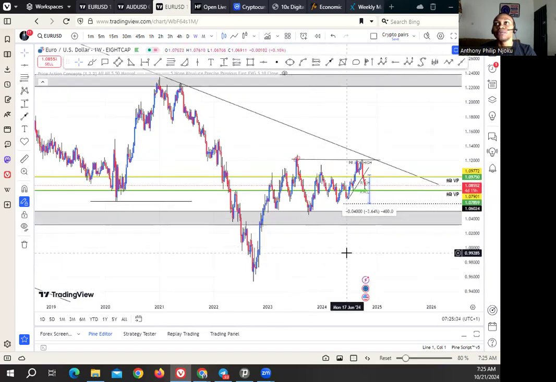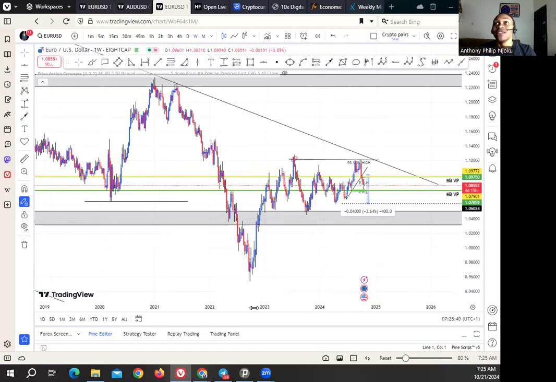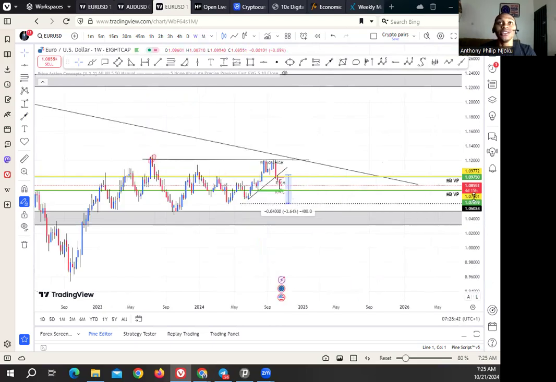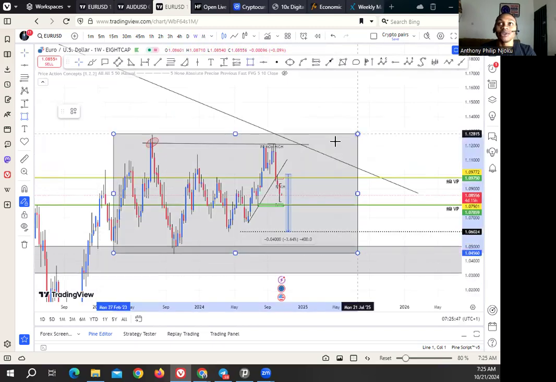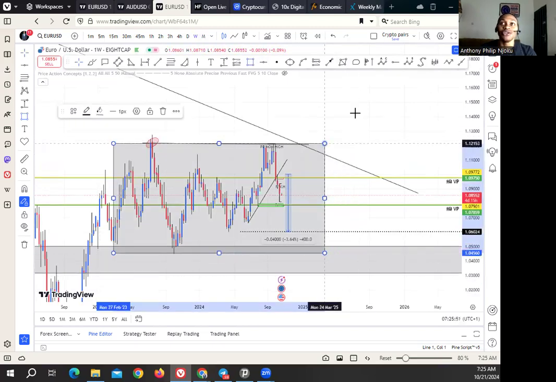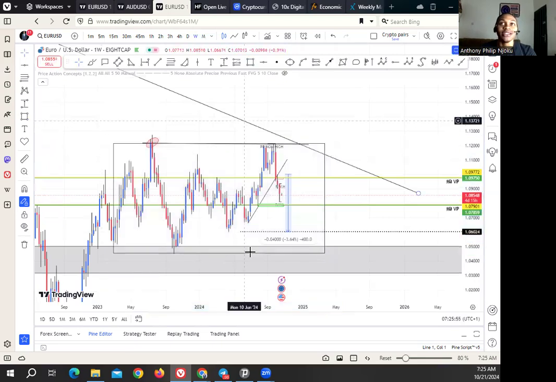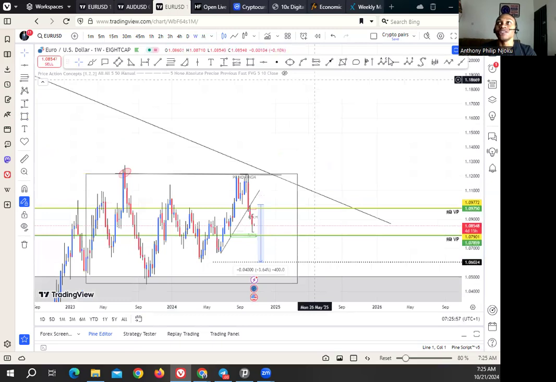I can see that overall, this market is trending to the downside, and this is a consolidating market over here, from here to here. This market has been consolidating. It has not been trending based on the weekly. You see, a trending market is meant to be trending this way. It's meant to be moving this way.